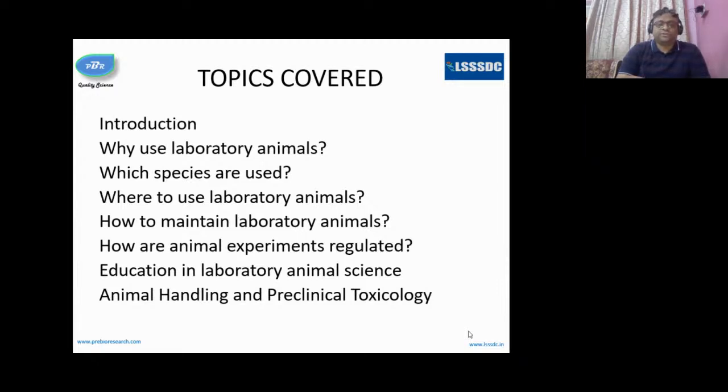Then we will connect this to animal handling, before we start discussing toxicology. Because toxicology or efficacy studies, none of these in vivo studies can be done unless you understand the basics of laboratory animals, the science of laboratory animals. So as a bridging topic, let's cover everything about laboratory animals in today's discussion.